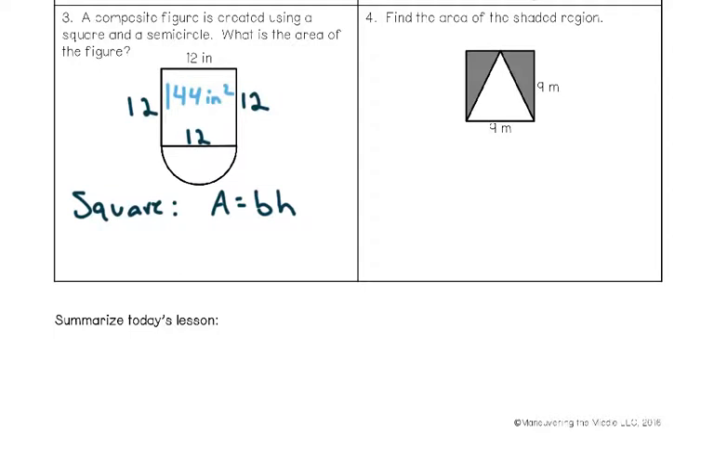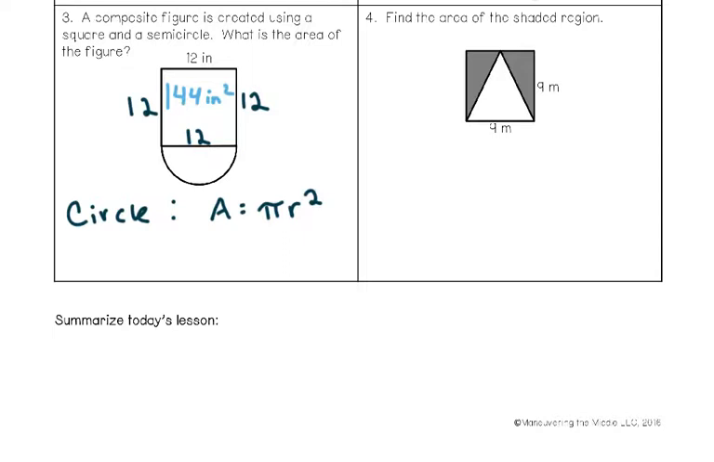Now I need to find the area of the semicircle. The formula for area of a circle is pi r squared. Now, this is where it might get a little confusing. I only have half the circle here, but you've got to imagine I have a whole circle, and it would go around like this. If I had that, then 12 would be the diameter. It's the length all the way across.